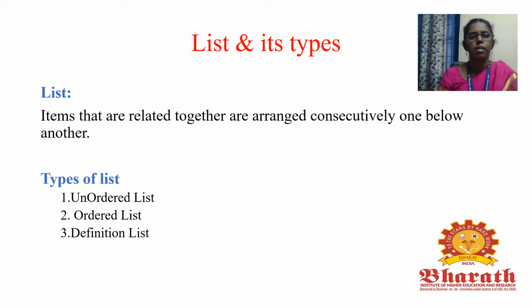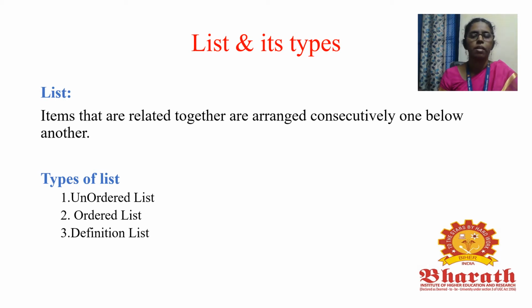First of all, let us discuss what a list is. A list is nothing but a set of related items that are arranged together consecutively, one below another. In our day-to-day life, we have various types of lists such as a grocery list, a list of vegetables, a list of fruits. If we consider the grocery list, we may have list items such as dal, wheat, sugar, oil, etc. Suppose you want to create such a list in a web page, we can use the language Hypertext Markup Language. In a list, some of the items may be in sequence and some may not be in sequence.